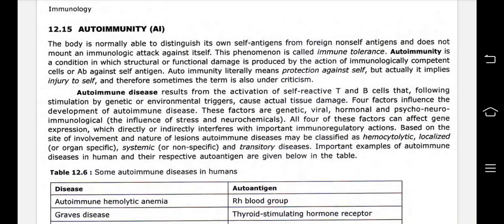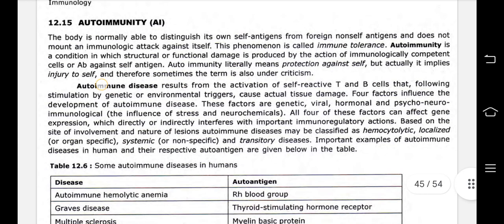Autoimmunity. The body is normally able to distinguish its own self antigens from foreign non-self antigens and does not mount an immunologic attack against itself. This phenomenon is called immune tolerance.